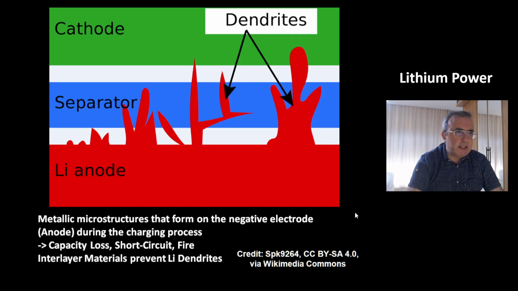This is the worst case scenario for a battery. That's the formation of dendrites. These are metallic microstructures that form on the negative electrode, that's the anode, during the charging process. And if they pierce the separator, they can cause a short circuit, and you get a capacity loss. In the worst case, you get fire. And the way to prevent dendrites is by using interlayer materials.